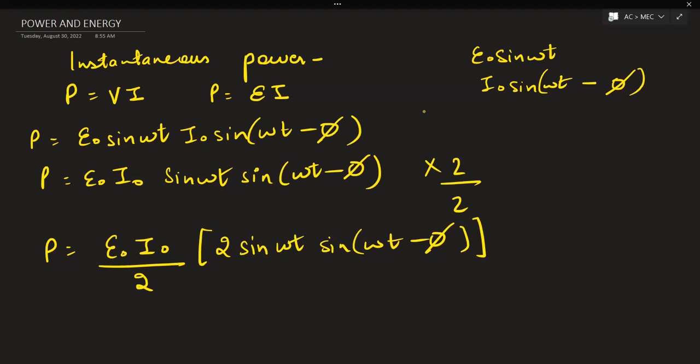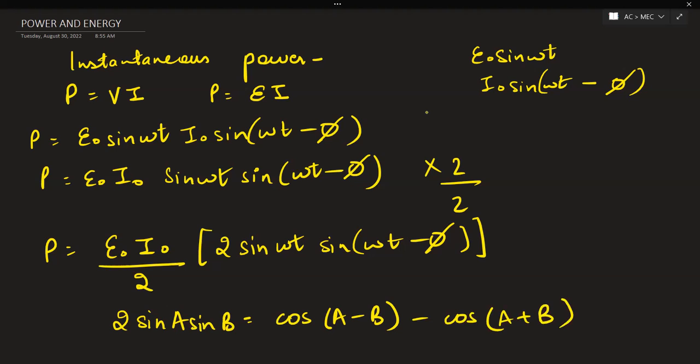Now from here there's an identity. Does anybody know this? 2 sine A sine B, how do we write this? Any idea? It is cos A minus B minus cos A plus B. So the same identity we'll be using here as well.